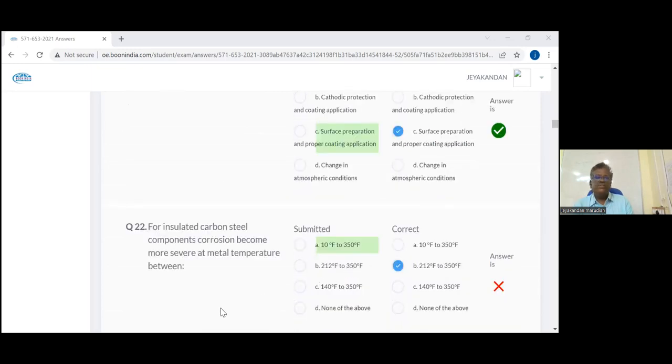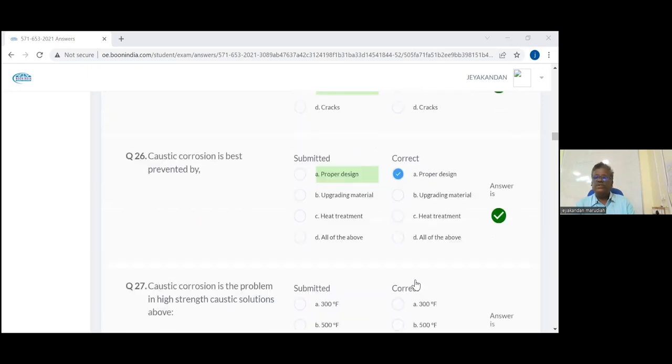For insulated equipment, corrosion becomes more severe at metal temperatures between. This one leave it. Question 22, we have to delete. Before there was a rule, more severe at 220 to 350, now they removed it from the code. So 22, we will delete it.